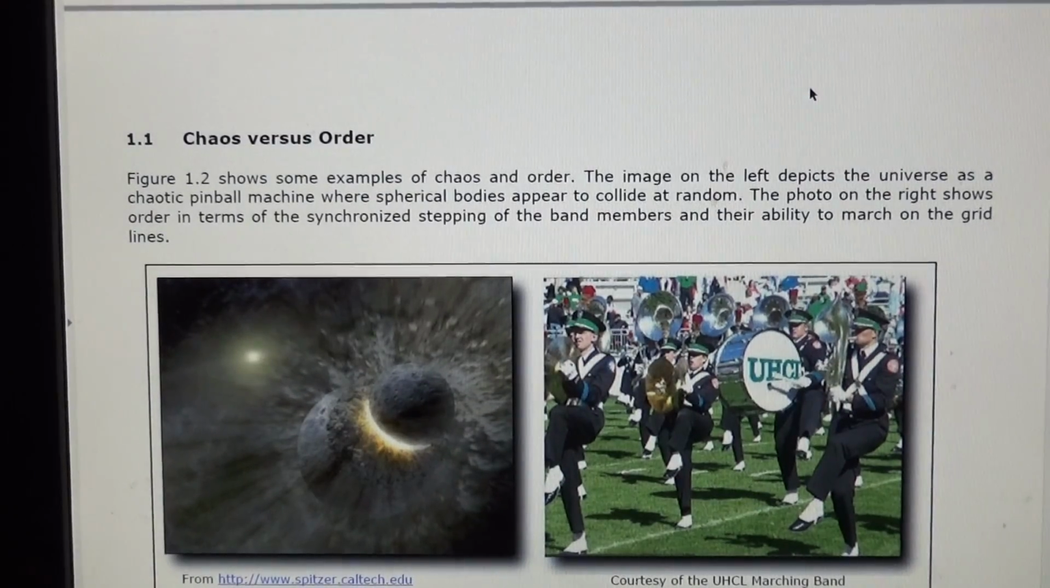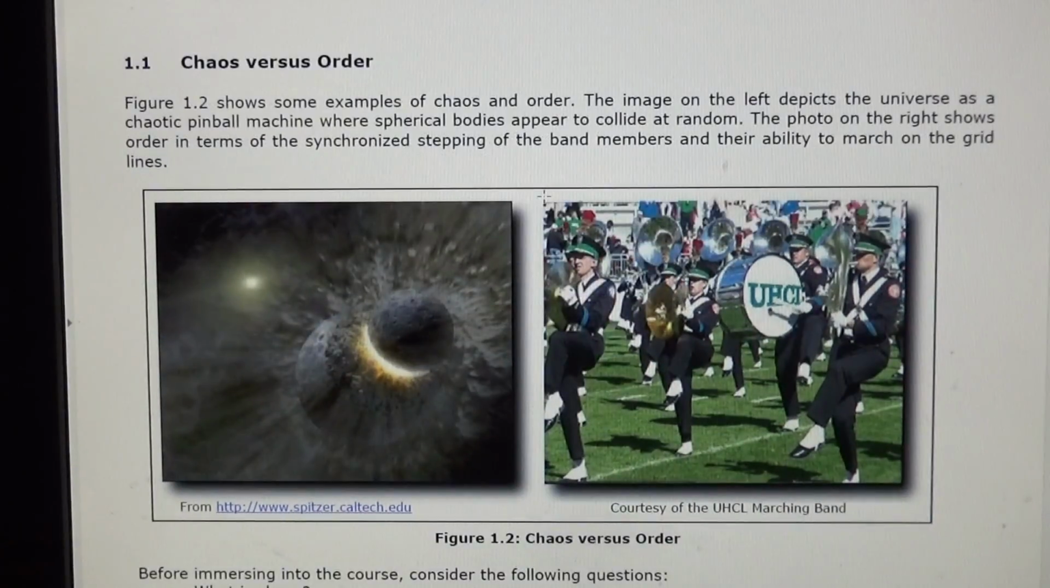Well, in Figure 1.2, we see an example of chaos on the left, kind of the universe, and it might have felt that way with Hurricane Harvey coming through. And on the right is the UHCL marching band. You probably didn't know we had a marching band, and you might think I photoshopped it, and of course I did. We don't have a marching band, but it looks cool. And so the right photo shows order and the left photo shows chaos.